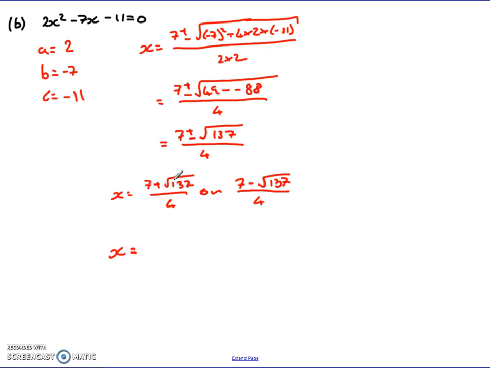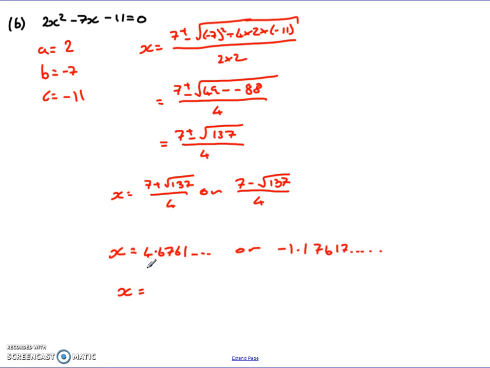So the plus one, 7 plus root 137 over 4, what that ends up giving you is 4.6761 and a whole spiel of stuff. Or this one here with the subtract gives me negative 1.17617 and again a whole spiel of stuff. Key thing here is make sure you include a few decimal places. You've got to show you're rounding it properly.